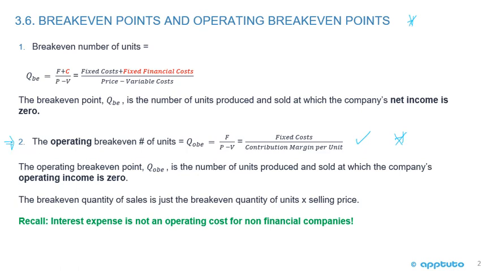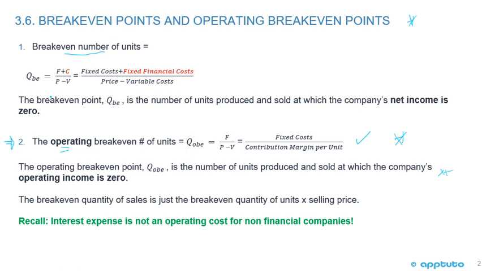most familiar with, and we're going to see that again in the next LOS, that's called the operating break-even number of units. The operating break-even number of units is the fixed cost divided by the contribution margin per unit. And that operating break-even point is the number of units produced and sold at which the company's operating income is zero, okay? But in this case, what this LOS is looking at first, it just says the break-even number of units. It's not saying the operating break-even number of units.